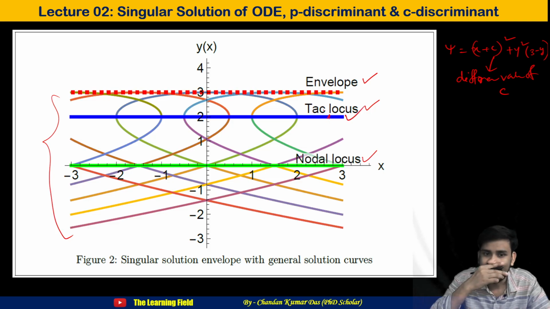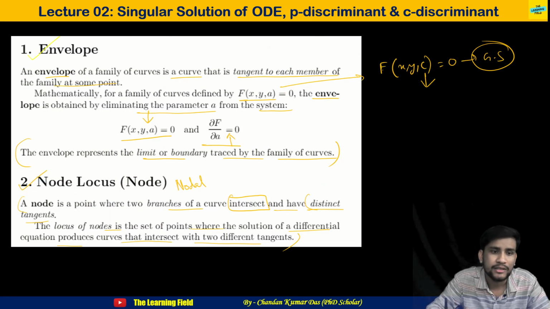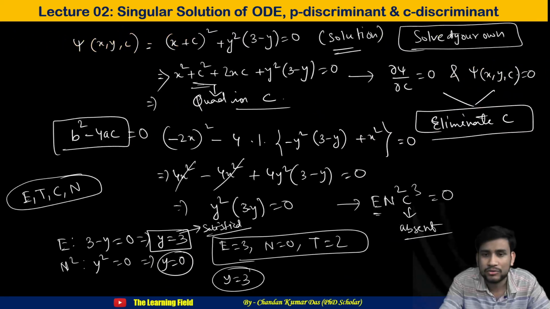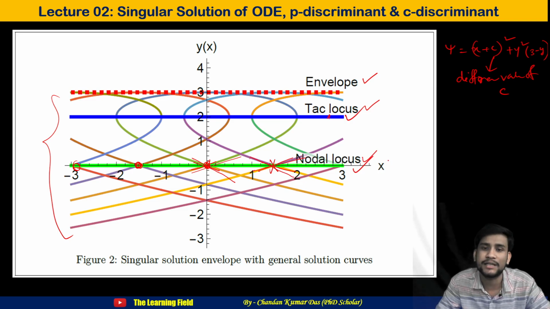The blue line and this green line show the nodal locus. What is the definition of nodal locus? The nodal locus is where two branches of a curve intersect and have distinct tangents. So there are two branches, this is one branch, this is one branch. This point is an intersection, similarly this point is an intersection. So we get two different tangents, this is one tangent, this is one tangent. Similarly, this is one tangent, this is one tangent. Two different tangents. These are the nodal locus.